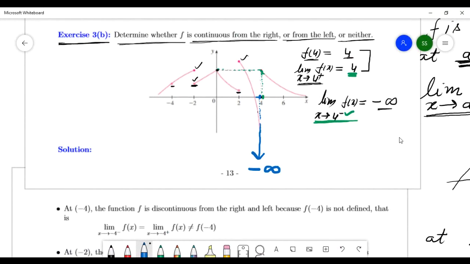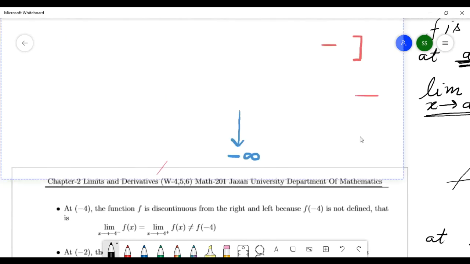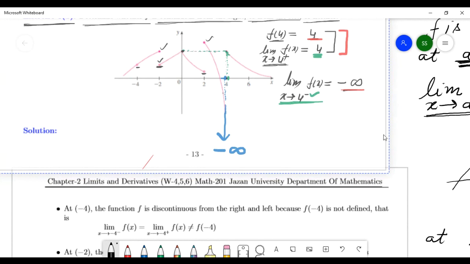So here the right limit and the value of the function are the same, so it is continuous from the right. But here f of 4 is equal to 4 and the left limit is minus infinity, not the same, so it is discontinuous from the left. This is the meaning. Okay, now understand.